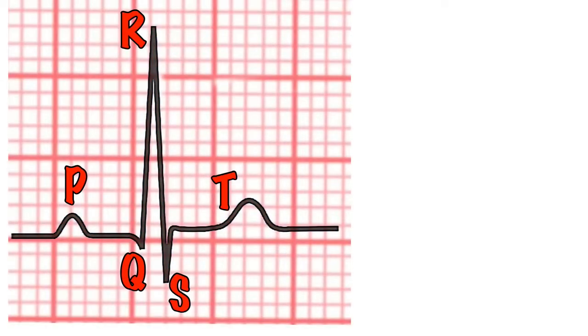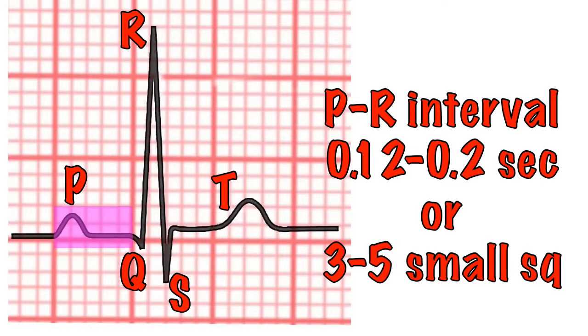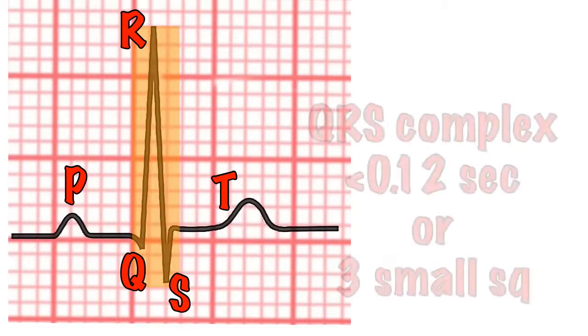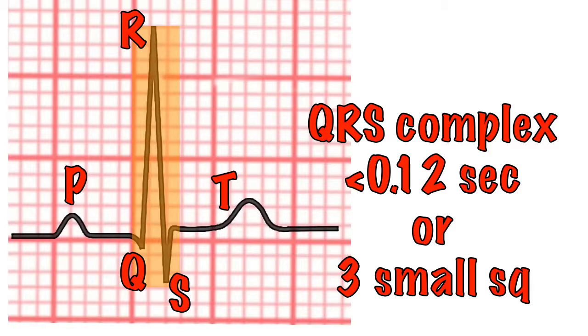The gap between the start of the P wave and the start of the QRS complex is known as the PR interval and should take between 0.12 and 0.2 seconds or 3 to 5 small squares on the ECG. Ventricular depolarisation causes the QRS complex and should take no longer than 0.12 of a second or 3 small squares on an ECG.